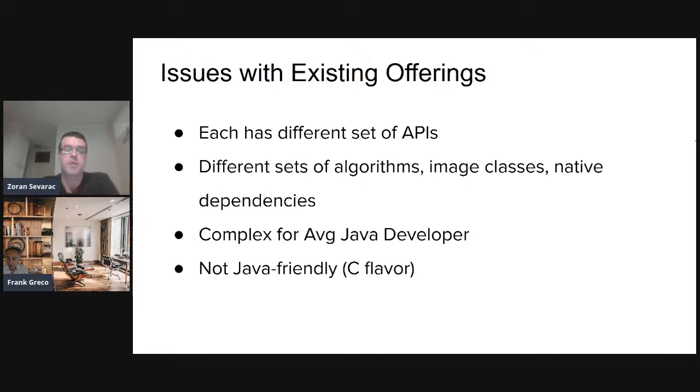For the average Java developer, some of these APIs look very complex and difficult to use, especially since some of them are basically Java wrappers on top of existing C libraries, and they have a kind of C flavor feel with coding, whereas most Java developers would prefer a more modern, Java-friendly API feel.